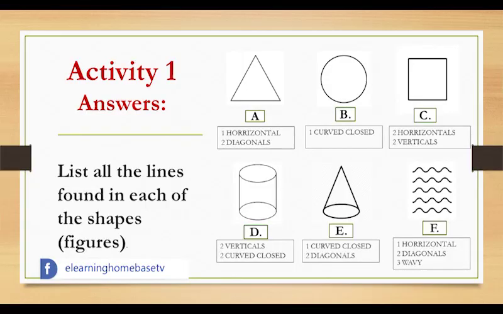Shape B, which is a circle. To have a circle, we need a curved closed line. You know what a curved line is? It keeps curving and curving, and then it closes. That gives us a circle.